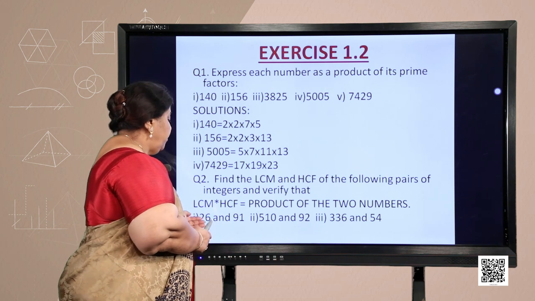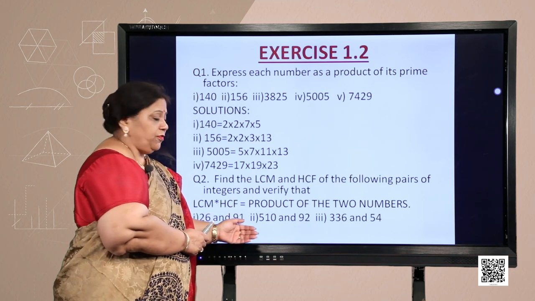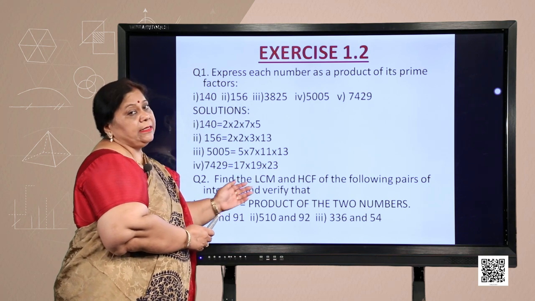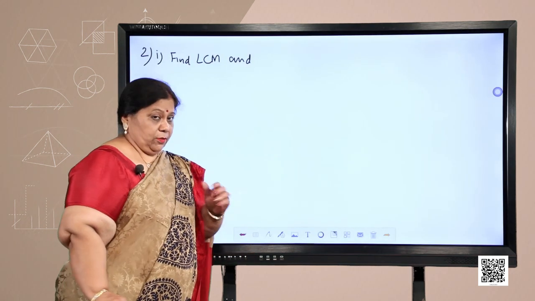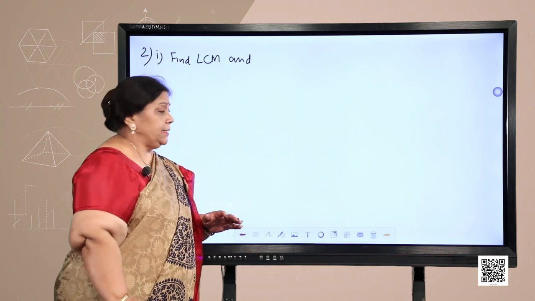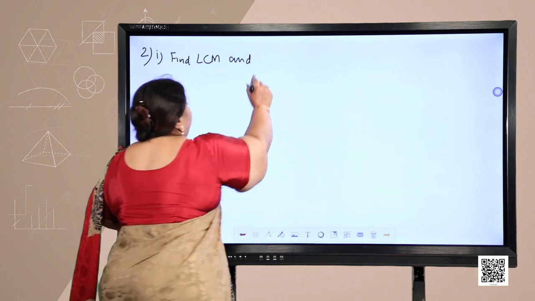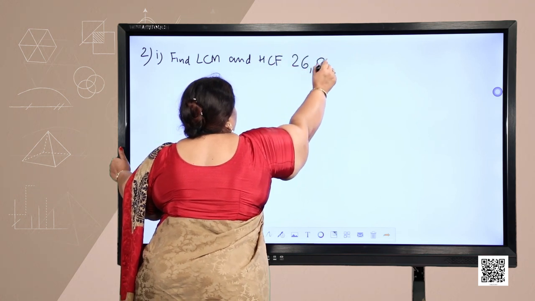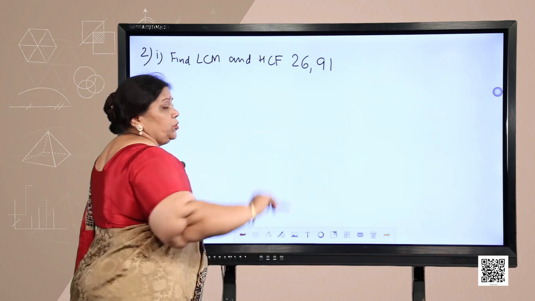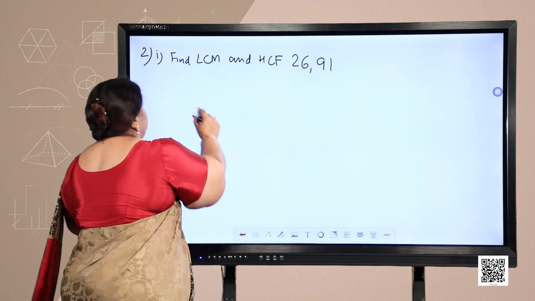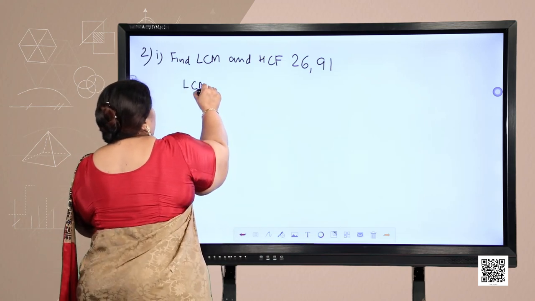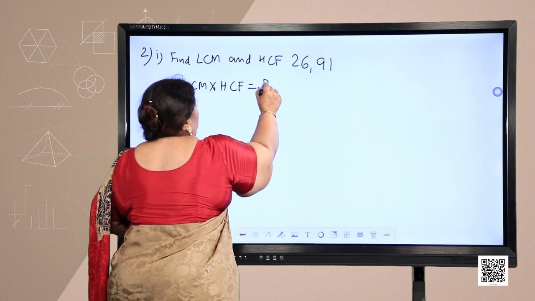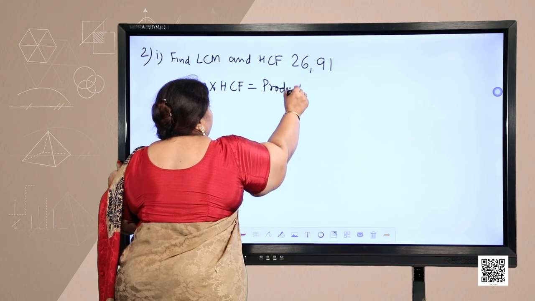Let us do this. We will be finding LCM and HCF of 26 and 91, and we will also verify this result. So, let us look into this question, second question, which says that find LCM and HCF of 26 and 91. We are also supposed to verify the important result, which says LCM into HCF is equal to product of two numbers.